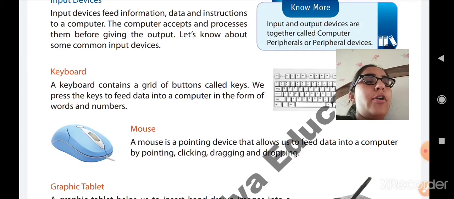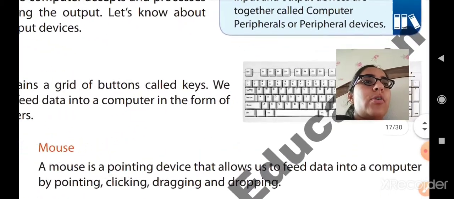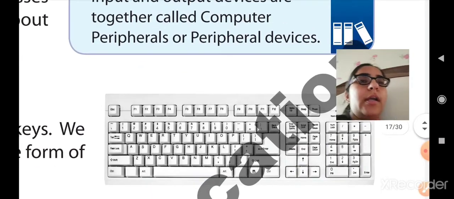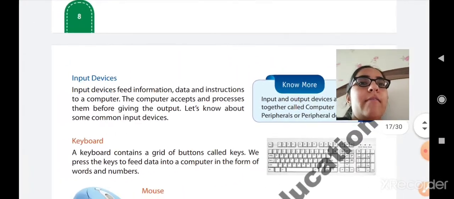It means that if you want to write A, then you have to press the A key from the keyboard. So here you can see the picture of the keyboard. So this is the keyboard. Okay, that is one of the input devices.